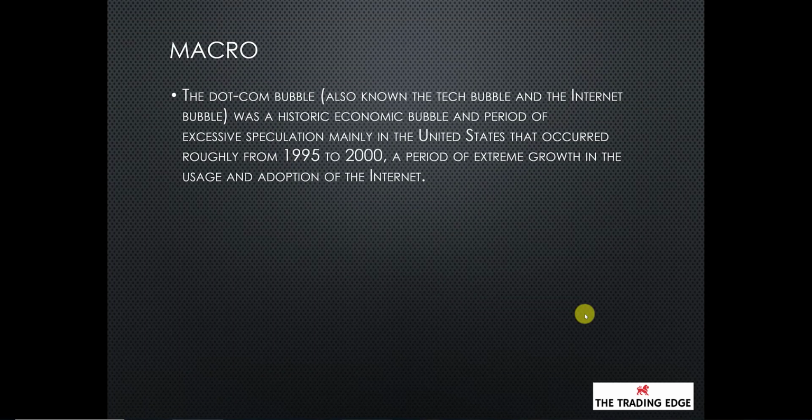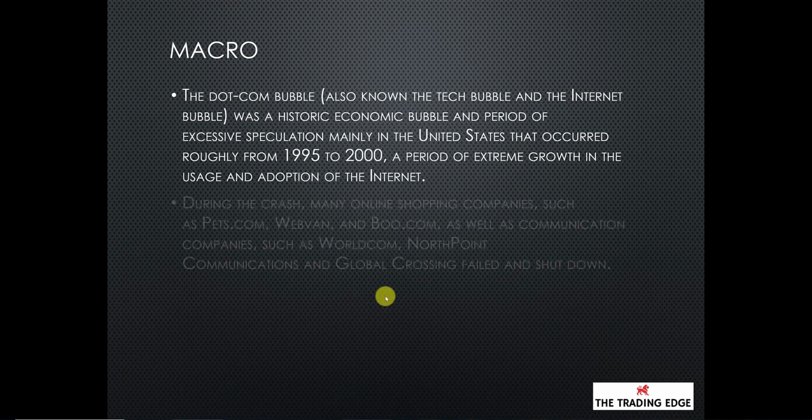The macro: the dot-com bubble, also known as the tech bubble, was quite the historical precedent in the United States, mostly around the speculation of IPOs. The financial innovation that got pushed forward was that we had these tech companies that were internet based. That was the big innovation, taking these tech companies to IPO. So from 1995 to 2000, extreme growth in the usage and adoption of the internet.